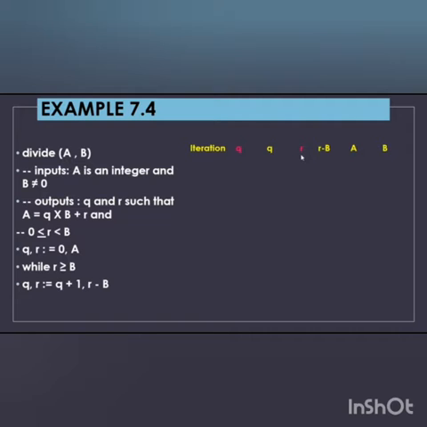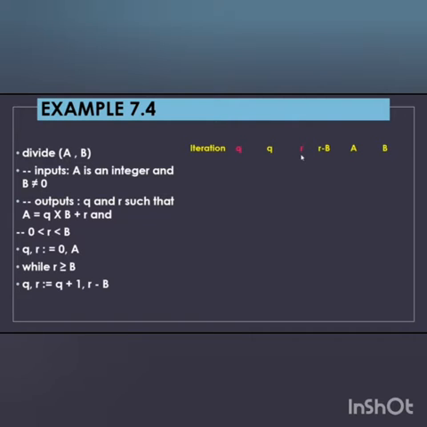Then while R is greater than or equal to B. Here we are going to check the condition. So the loop is a while loop. While R is greater than or equal to B. What is the value of R here? 22. The value of R is 22 and the value of the divisor B is 5. So 22 is greater than or equal to 5. Here the condition is true.